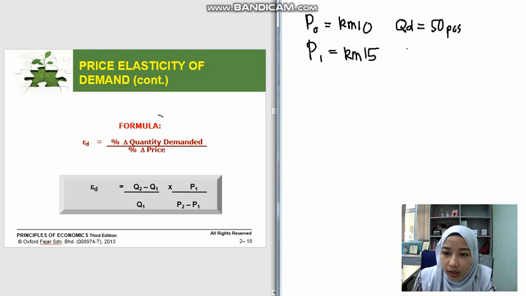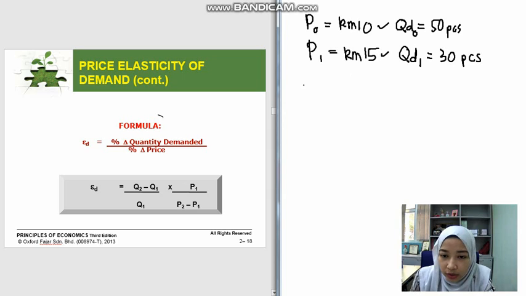So this one I put as QD0, the initial demand. When the price increases from 10 ringgit to 15 ringgit, consumers will reduce their purchase. They will not purchase as much as before. Let's say the demand is reduced from 50 to 30 pieces. So instead of 50, now people only buy 30 pieces. Using this example, how can you tell whether the demand for t-shirts is elastic or inelastic?